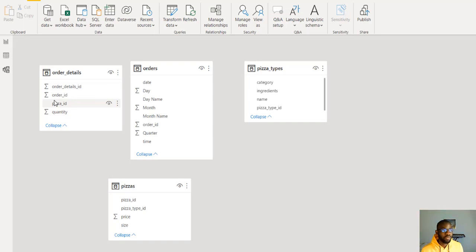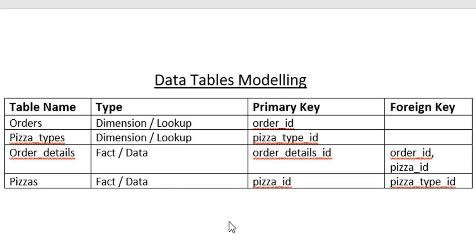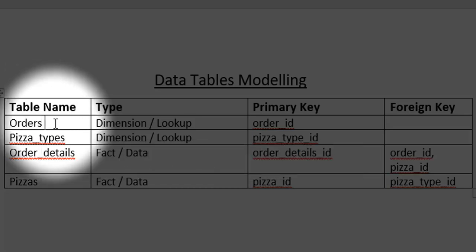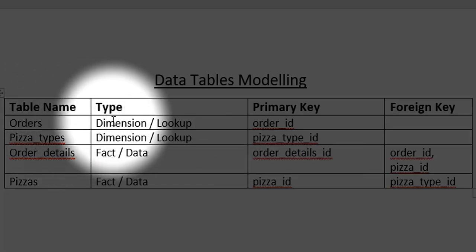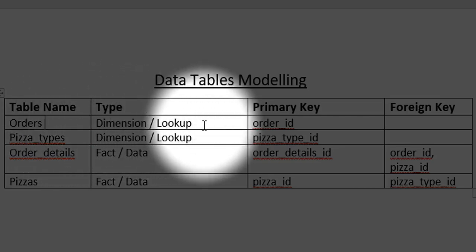So I will just come over to this document which I prepared that tells us the type of keys that we have in each of these tables. Here it is. So we have the data tables modeling. In this analysis, we have four tables, and after evaluating, we are able to identify the others table as a dimension or a lookup table. In case you're not familiar with what a dimension table is, it has also been explained in that video, which I told you to reference.